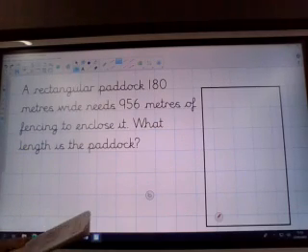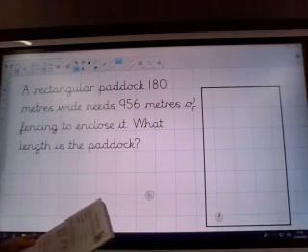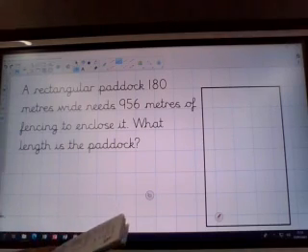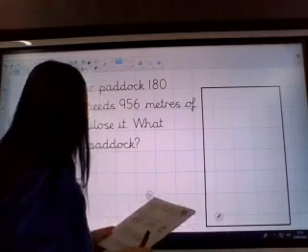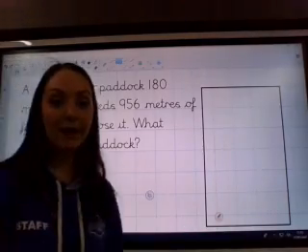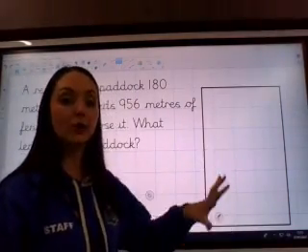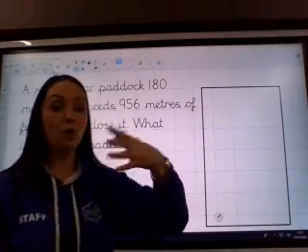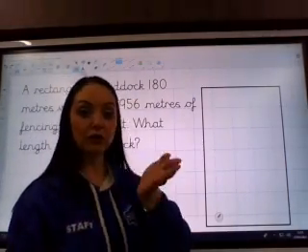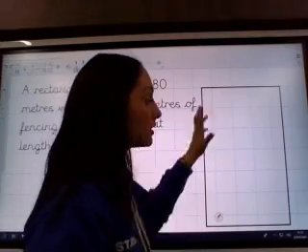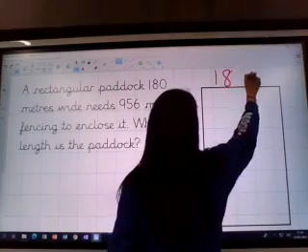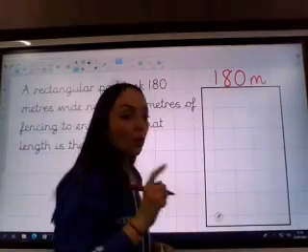On B then, it says a rectangular paddock 180 metres wide needs 956 metres of fencing to enclose it. What length is the paddock? Now, I've got a rectangle here because I know it's a rectangular paddock. I don't even need to worry that it's a paddock. I can forget about that. That's just irrelevant information. I need to know that it's a rectangle. And I need to know that it is 180 metres wide.